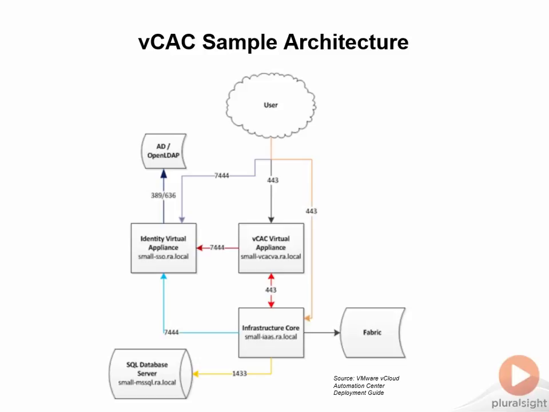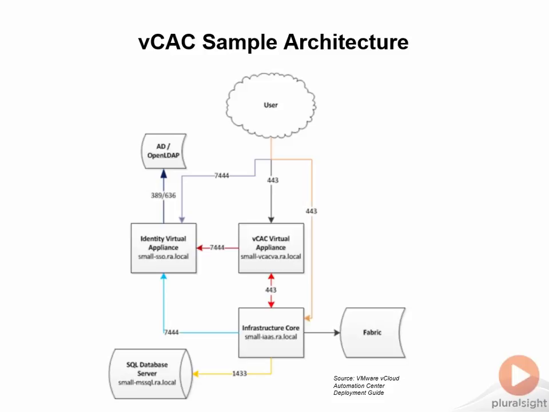You can see there's a separate database here. So remember before we talked about the VCAC server using that Postgres SQL database, right? Well, IaaS actually uses a Microsoft SQL Server database, and that's external to the deployment here. So that is one of the requirements, and you can see here it's communicating to that database server back and forth over port 1433, which is the standard SQL Server port.